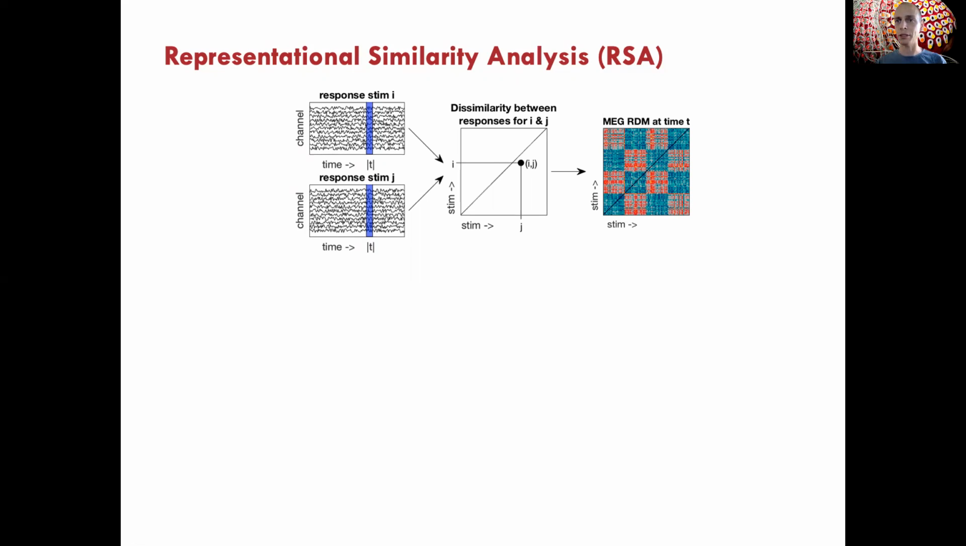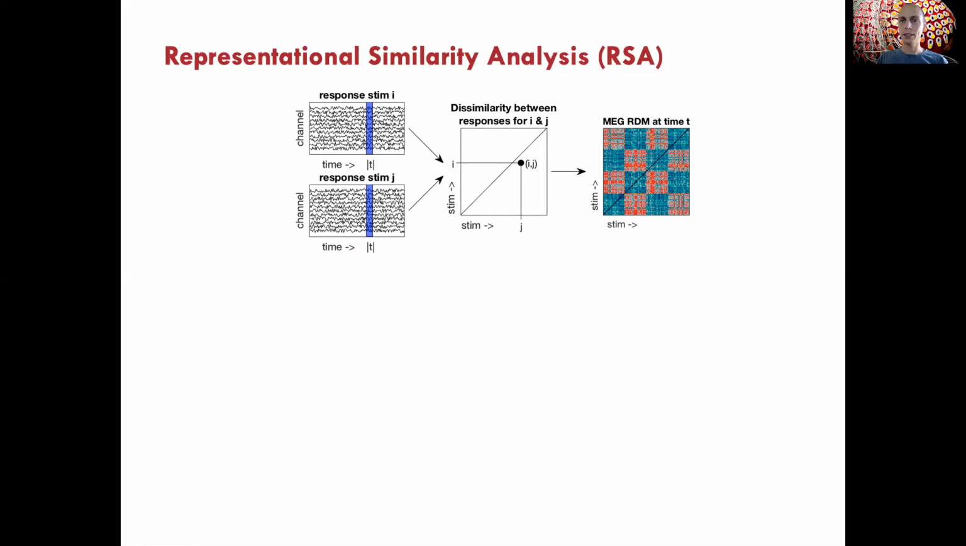This is a very popular approach in visual cognitive neuroscience, because we can, for example, use different images as different stimuli. Now, the color of each of these pixels represents the extent to which these two stimuli are similar or dissimilar.